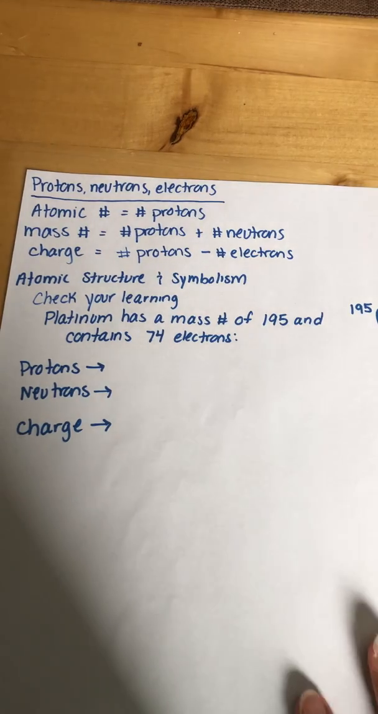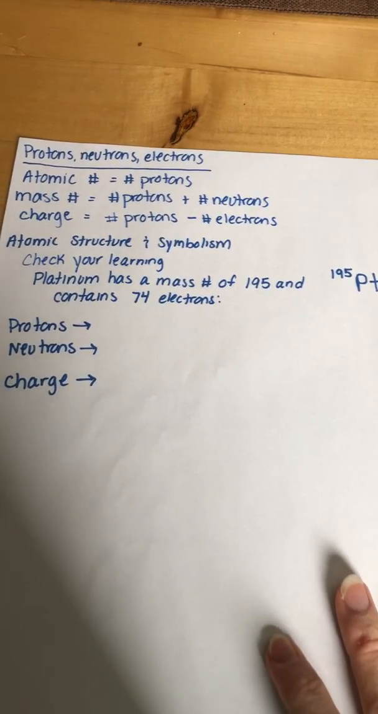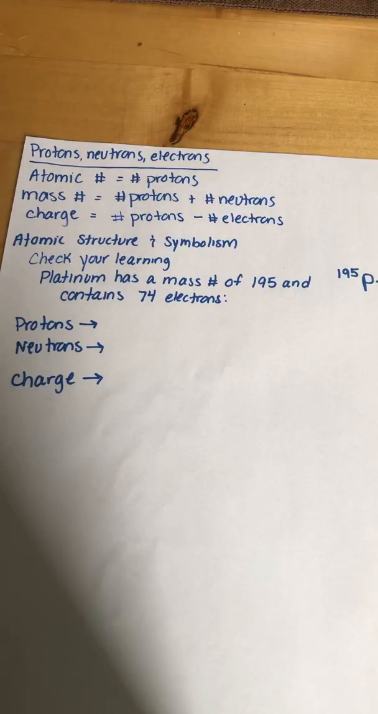In this mini tutorial, we're going to take a look at how to determine the number of protons, neutrons, and electrons in an atom or isotope. I am going to walk through an example from your textbook, in the atomic structure and symbolism section of the Unit 2 part of your textbook.